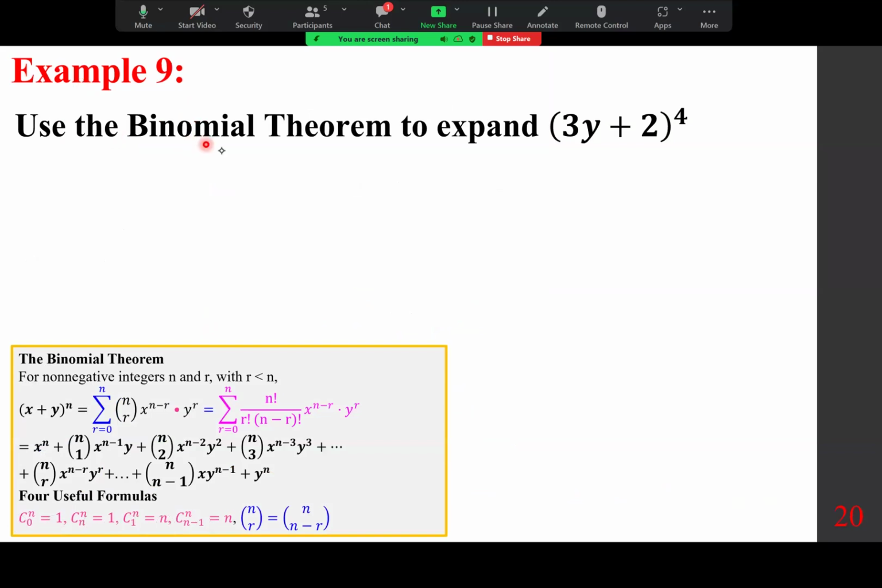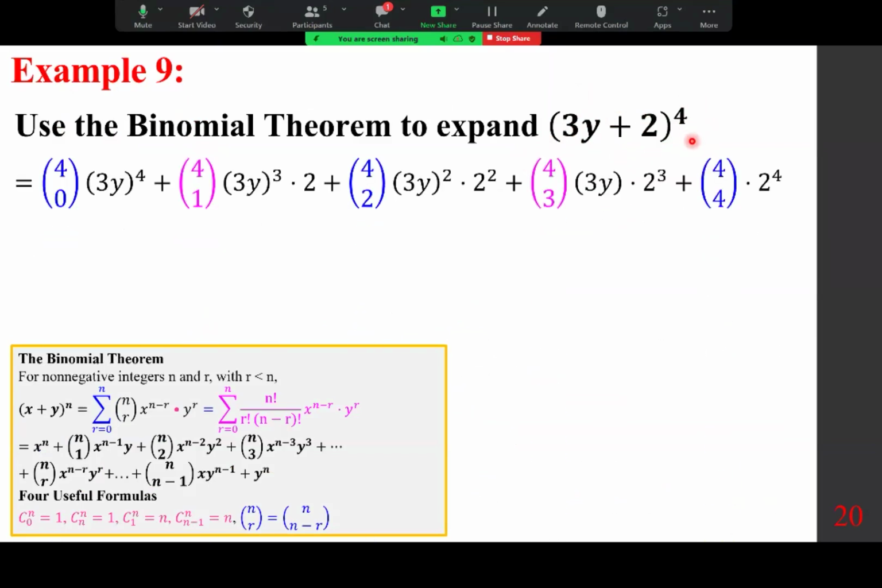Example 9: use the binomial theorem to expand (3y + 2) to the power of 4. One more example. So this is (4 choose 0)(3y) to the power of 4, then (4 choose 1)(3y) in parentheses to the power of 3 times 2, (4 choose 2)(3y) to the power of 2 times 2 squared, and so forth. So this is the expansion.